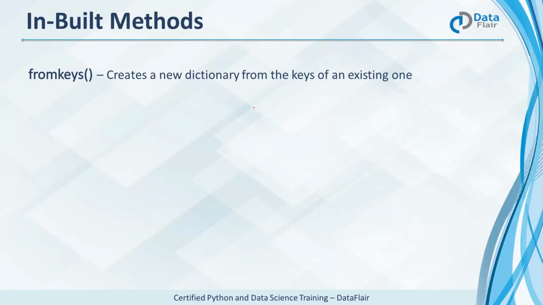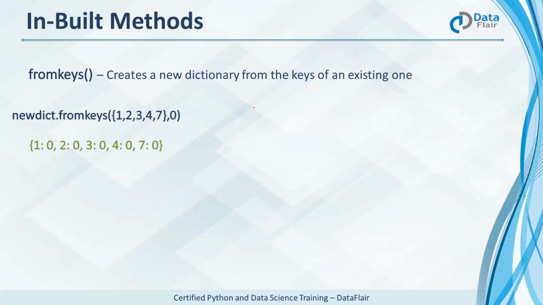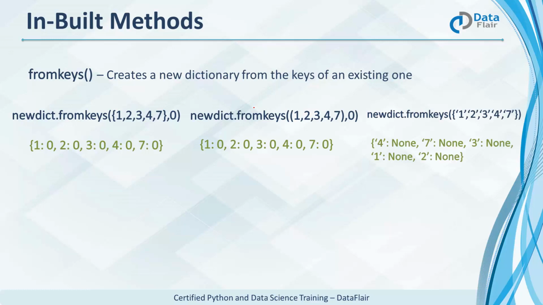Fromkeys uses the keys of an existing dictionary to create a new one. Use the keys 1, 2, 3, 4, 7 and set the values to 0. And this one uses a tuple instead of a set for the keys. And if we don't mention the value to set, it will set none to each key.